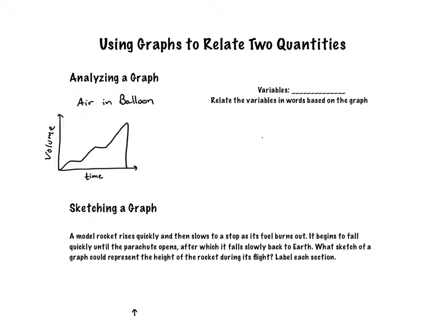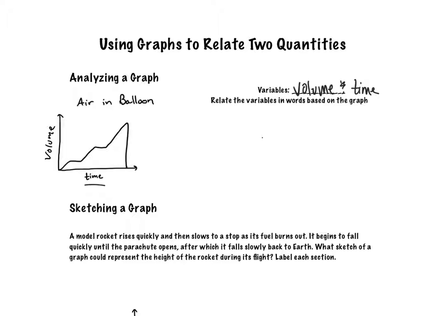So the big question when I look at a graph is, what are my variables? They're what the axes are labeled as. So my variables are volume and time. Those are my two variables, talking about the volume of the air in the balloon over an amount of time.